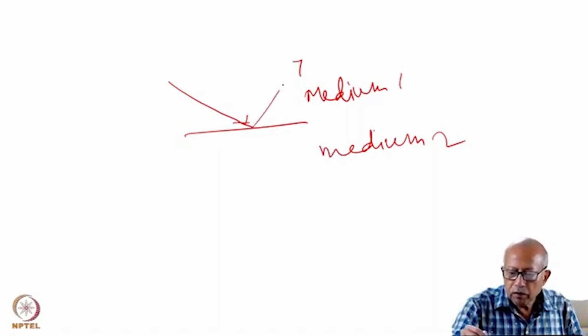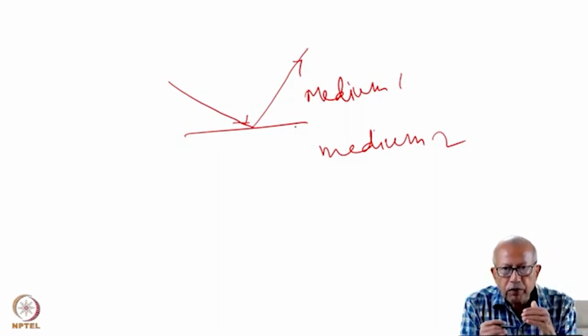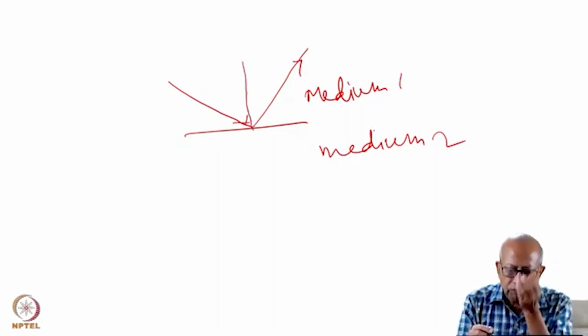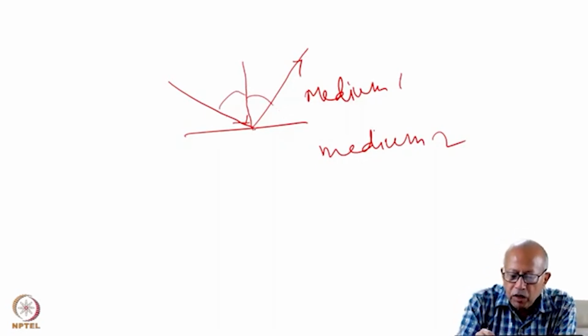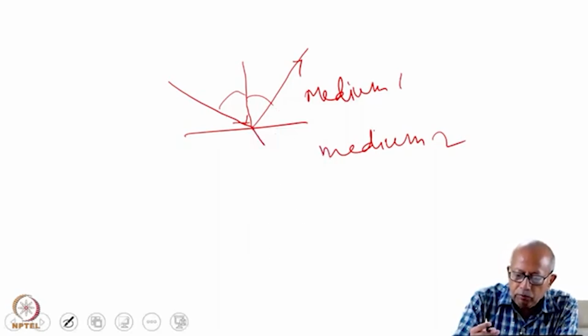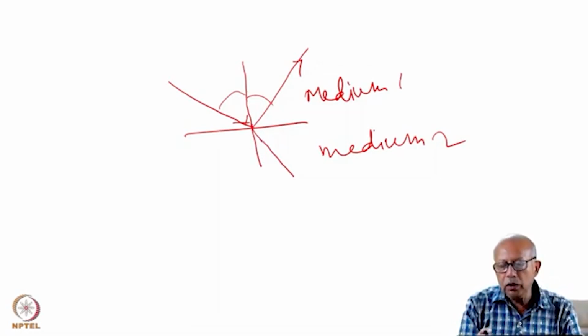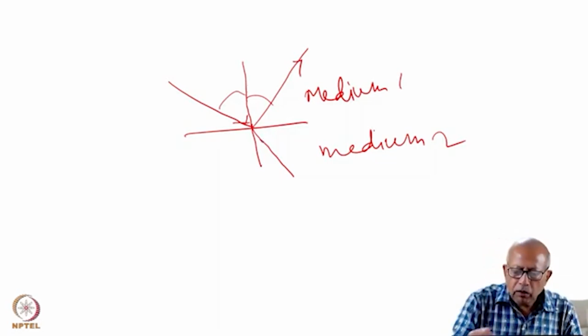If this is a smooth surface, then it will follow the specular law of reflection. Angle of incidence will equal angle of reflection. However, a part of light will bend and move to the second medium. This is called refraction of light, which we will learn in a while. So this occurs from the interface between two media.